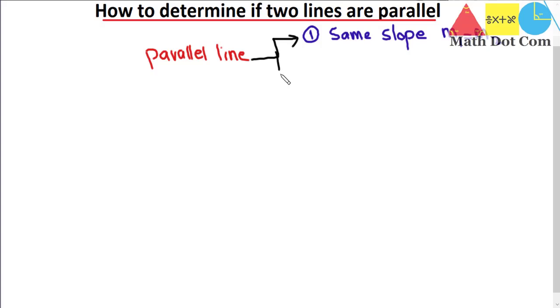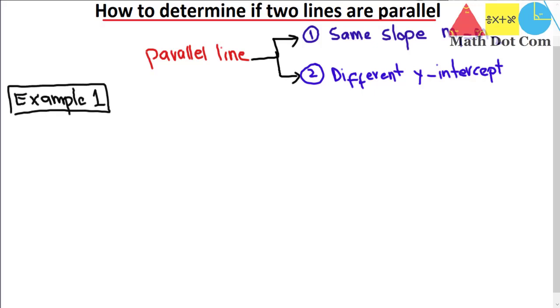Then condition number 2, which we usually ignore, is different y-intercept. Different y-intercept means that they should cut the y-axis at different points. Now, in order to verify these two things, we have to use examples. I'll give you two different examples that will tell you why it is required that both of these conditions should be met in order to check whether the two lines are parallel or not. So I'll write two examples, one here and another here for the sake of comparison. So we will see example 1.